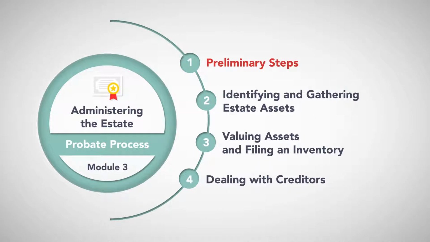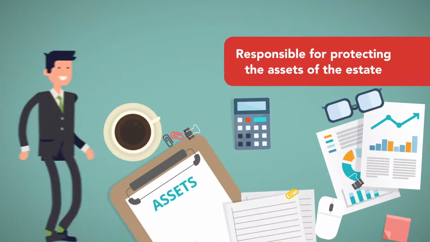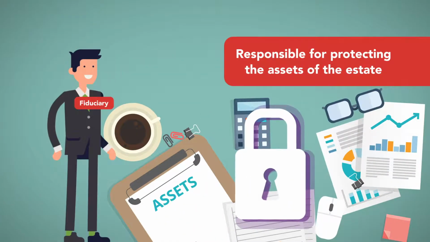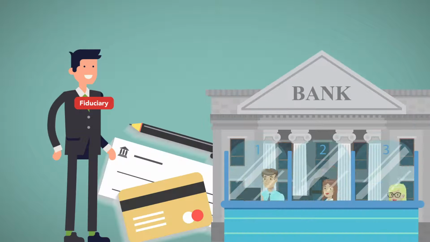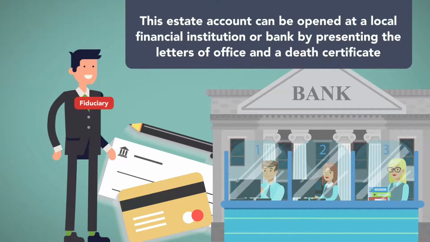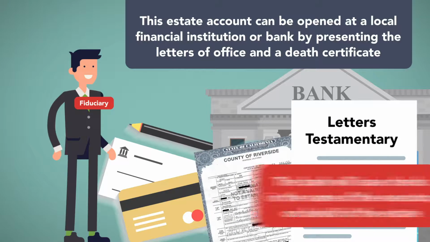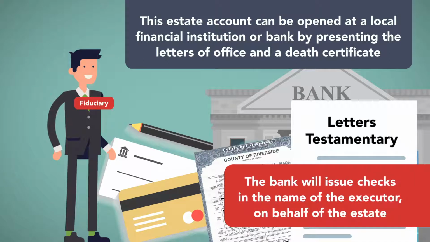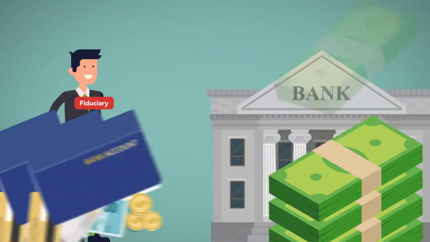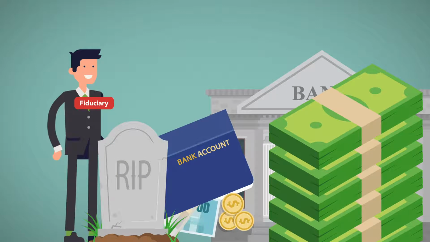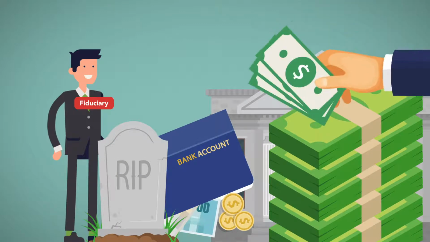Preliminary steps. The executor of the estate is a fiduciary, responsible for protecting the assets of the estate. One of the executor's first responsibilities will be to open an estate checking account. This estate account can be opened at a local financial institution or bank by presenting the letters of office and a death certificate. The bank will issue checks in the name of the executor on behalf of the estate. The account may be used to deposit cash, consolidate multiple accounts formerly in the deceased person's name, and pay bills and distribute assets when required.